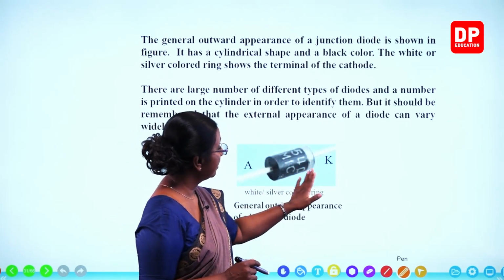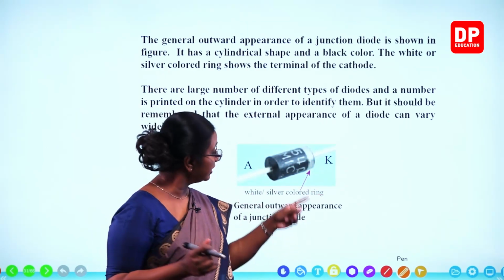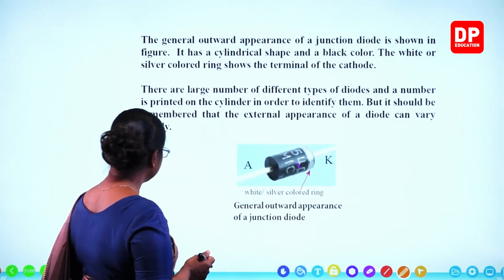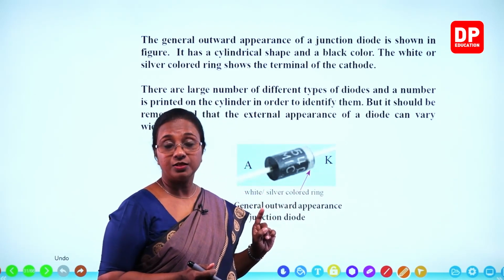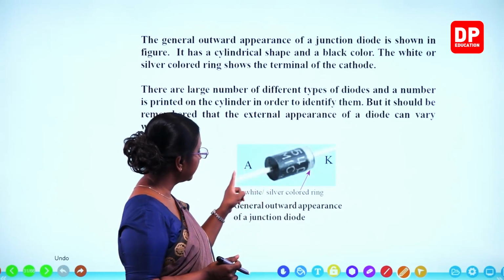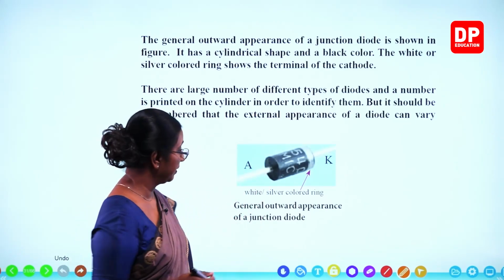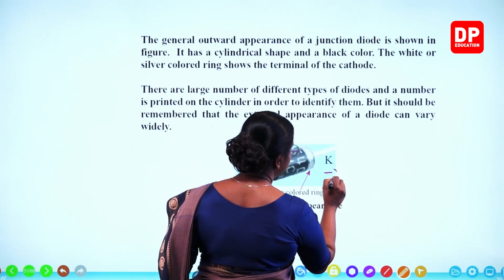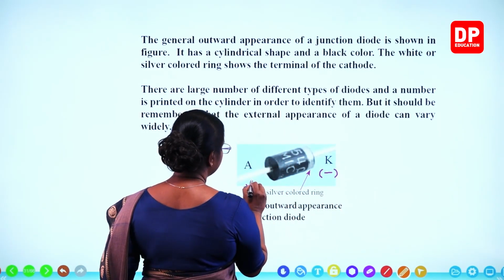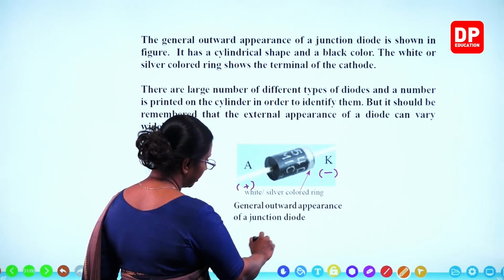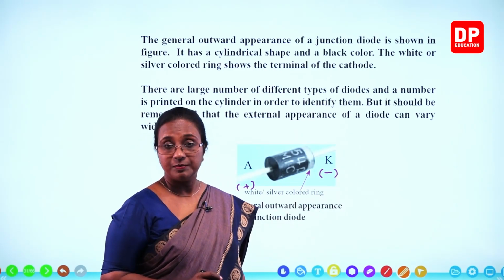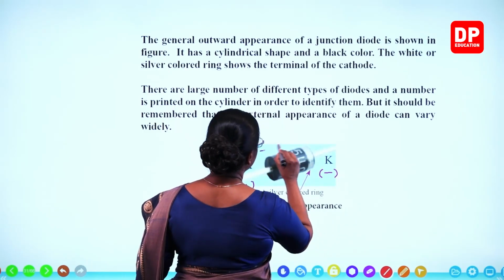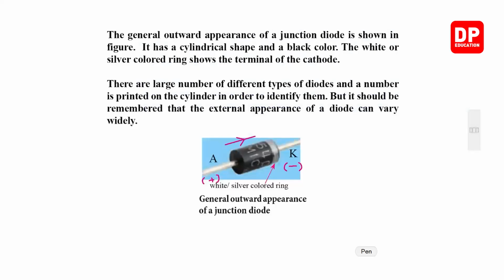So when you look at a diode like this, that looks like a cylinder with a line on one side of the cylinder, the side that has the silver or white line is connected to the cathode terminal, that is the negative terminal, and the other terminal will be the positive terminal. So here this is going to be the negative terminal and that is going to be the positive terminal. So this has to be connected to the positive terminal of the power supply, that has to be connected to the negative terminal of the power supply, and the current will flow in this direction.